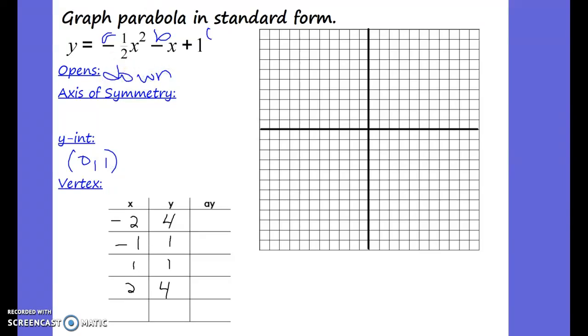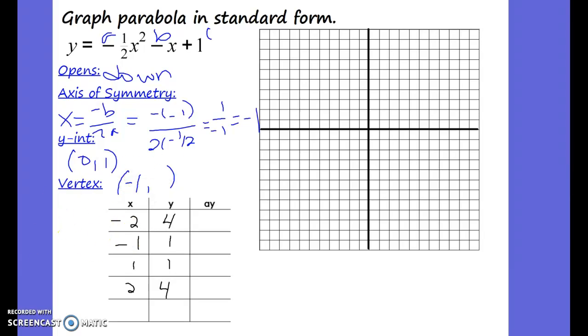And then for our axis of symmetry, we're going to plug it into that formula: negative b divided by 2a. Well, negative b would be negative times negative 1, over 2 times negative half. Well, a negative and a negative make a positive. 2 times negative 1/2 is negative 1. 1 divided by negative 1 is negative 1. So the x value of our vertex is negative 1. I'm going to have you pause the video and find your y value. So we have our vertex and our axis of symmetry.